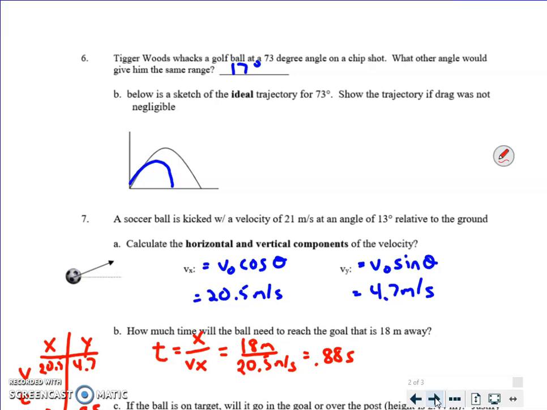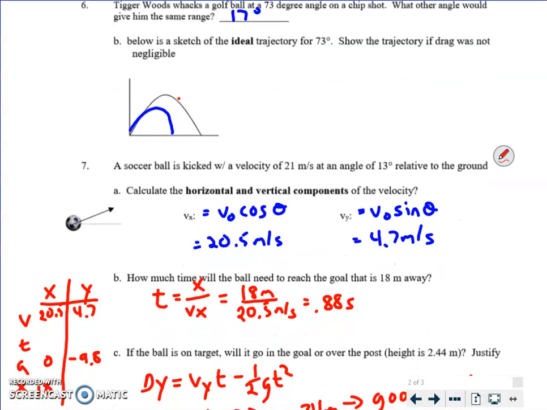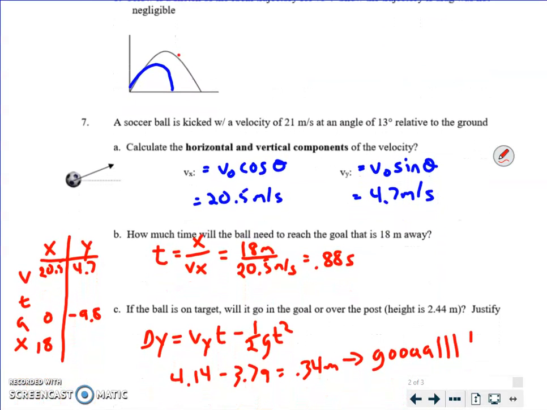Okay, next one, 17 degrees, just 90 minus 73. And then what if it's drag? There are 3 things I'm looking for in this graph. It's lower, it's shorter, and it's asymmetric. If you gave some indication of that, that's fine. And that's all because drag is going to slow it down as it moves forward as well as it falls.